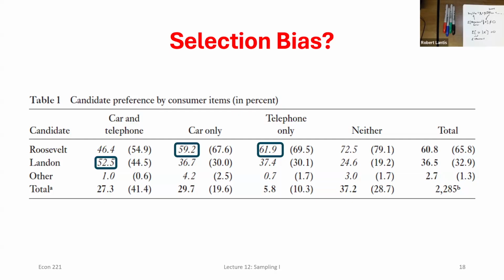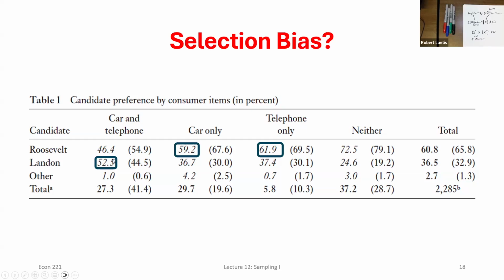Question? Yeah, so why are we not using percent for the car and telephone? What do you mean percent? 54% of people with a car and telephone still voted for Roosevelt. So it seems like the respondents changed their opinion. So 54% of people voted for Landon. 46% of people voted for Roosevelt in this group.